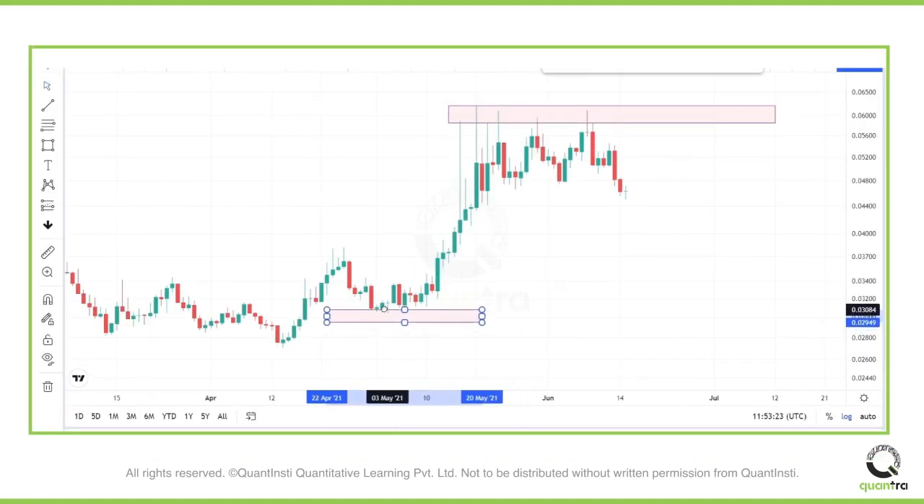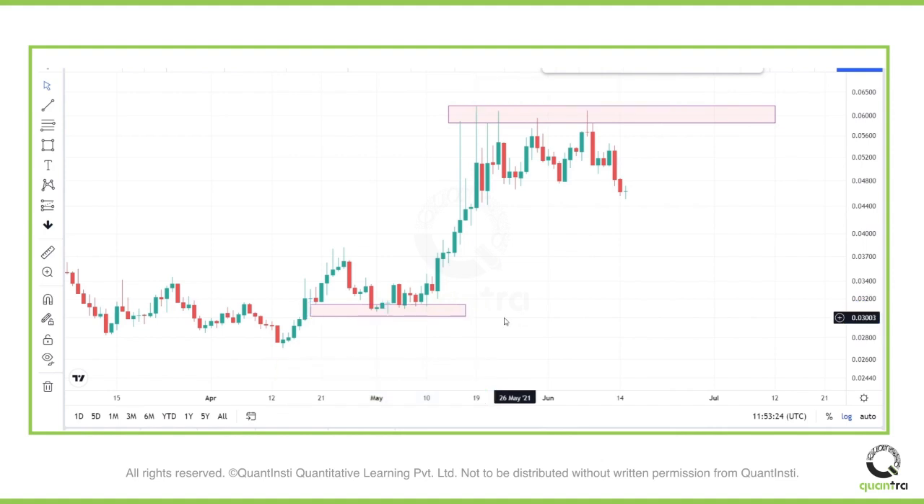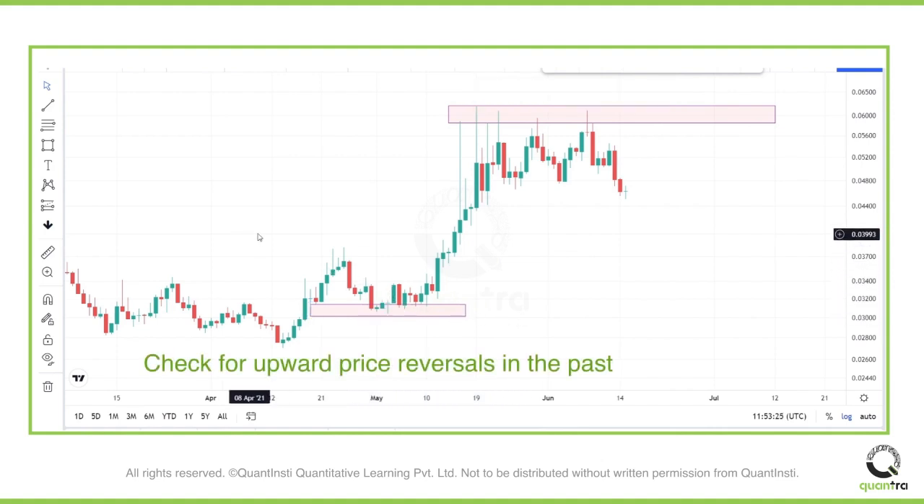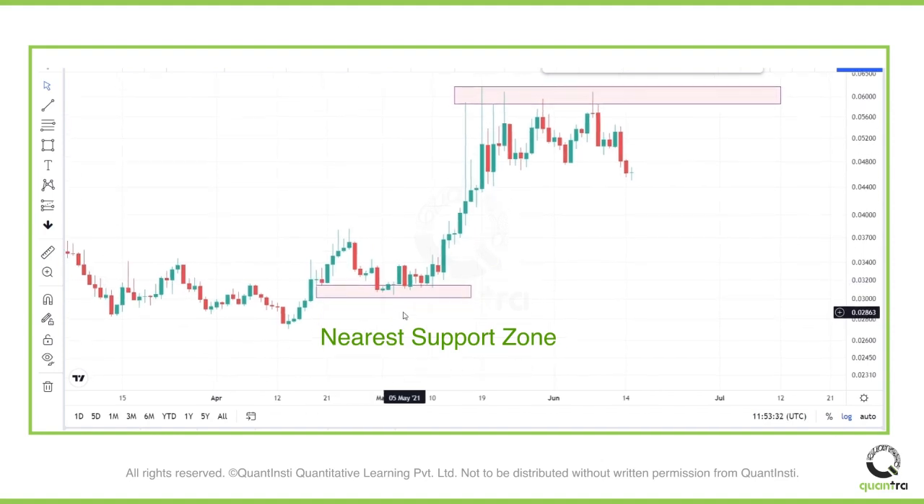Similarly, to identify the nearest support, we will now look for a recent swing low that is below our current price. And then, we will mark its price level and check for upward price reversals in the past. Since we have a swing low at this level, you can mark this as your nearest support level. This has also shown some minor support in the past.